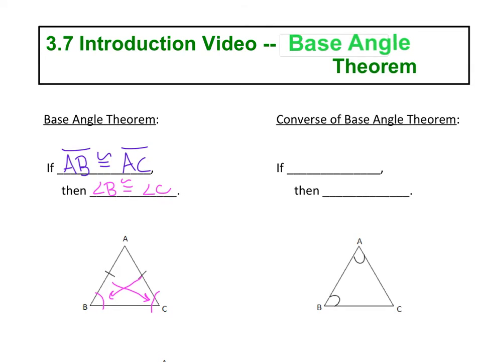Now the converse of that means opposite. So if you were to first say if angle A is congruent to angle B, so let's say you start out with congruent angles instead, and that means that their opposite sides will also be congruent. Go ahead and mark those as congruent. So then AC is congruent to BC.